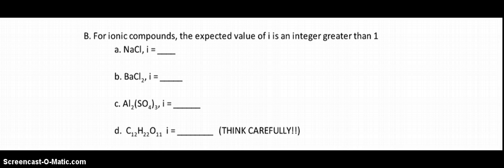Now, what about letter D? It says think carefully. What is letter D?